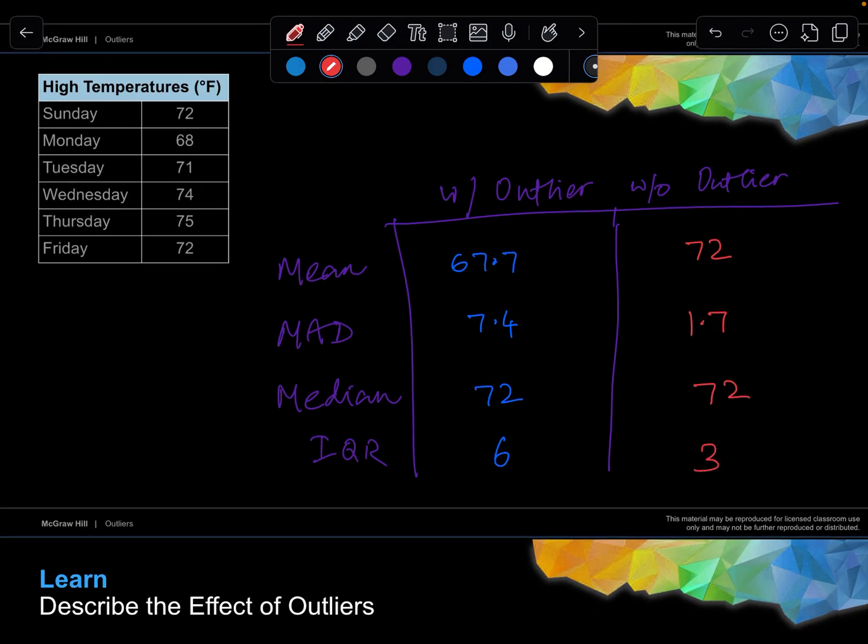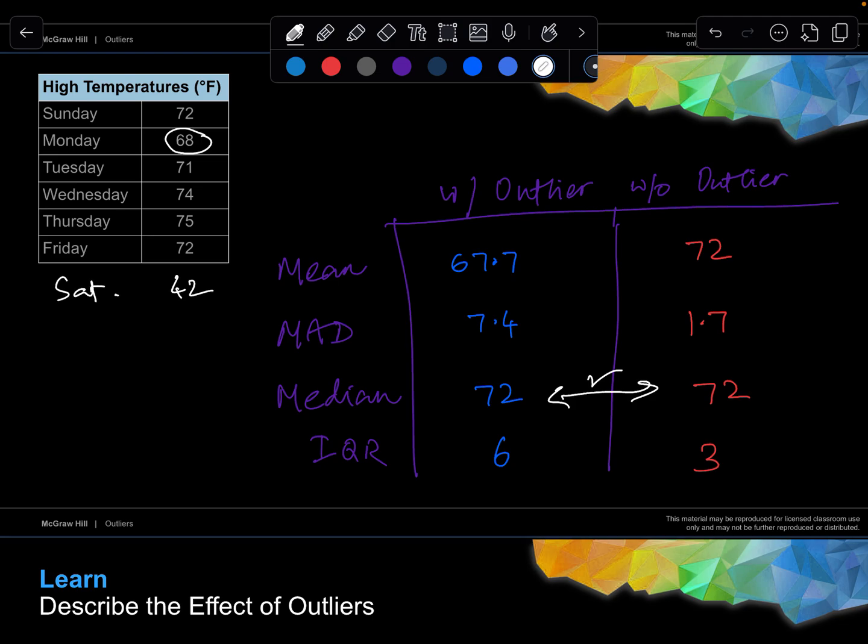So if you compare these two data sets, what does this tell you? Think for a moment. Analyze the comparison. You can see that the median is the same in both cases, 72. But look at the mean. The mean is 67.7. When you compare it to your data set, you only have one value below the mean. All your other values are above the mean when you include the outlier, which was 42.